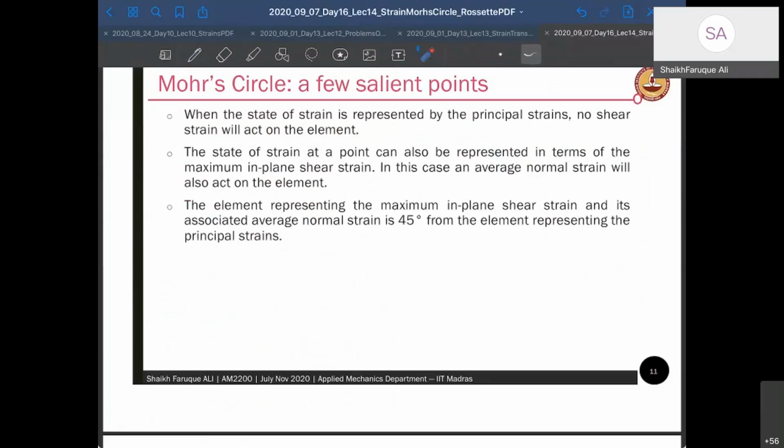Okay, same thing as principal stresses. We have salient points here: along the axis of principal strains, there is no shear strain. Similarly, in case of maximum in-plane shear strain, which is the radius, you get average normal strains, same as stresses. And the element representing maximum shear strain makes an angle of 45 degrees with respect to the principal strain planes.